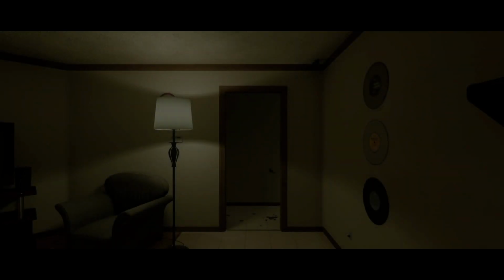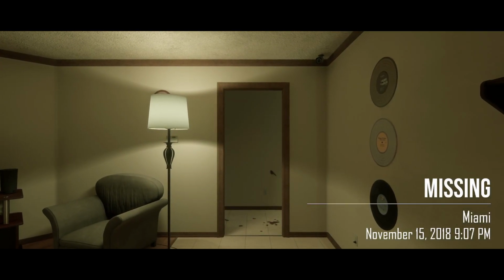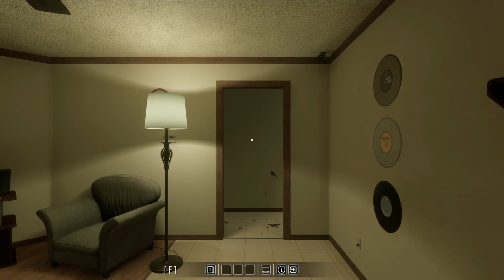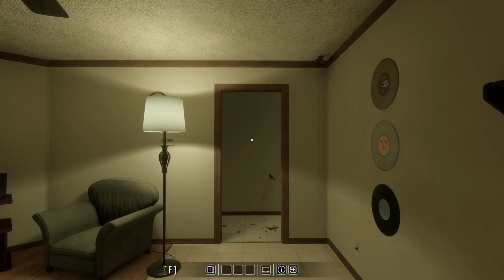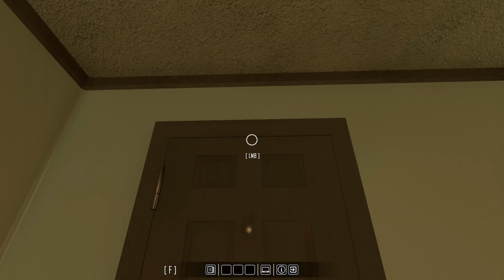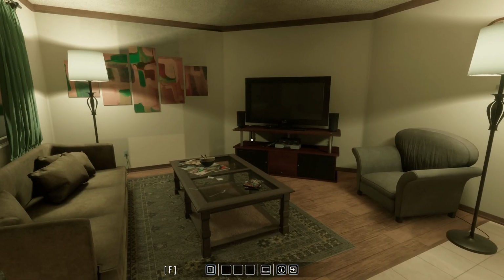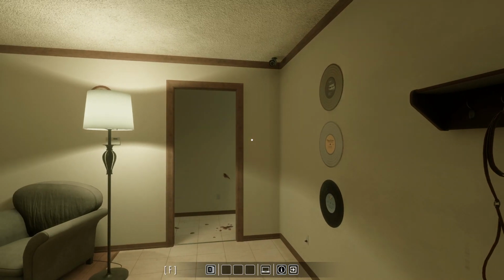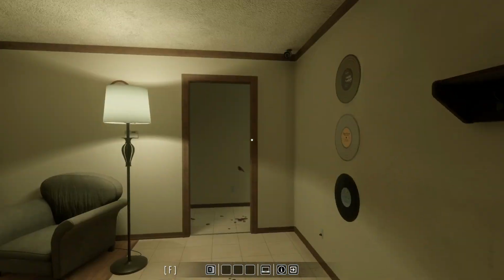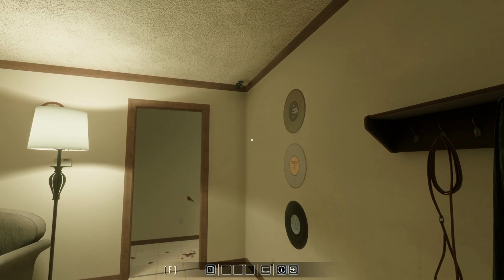Loading scenario. Interesting to see what the questions are. Loading complete. Good luck. November 15th, Miami. Okay, sounds are quite low. Wait, what is happening? That was weird. I hope those stutters don't come in.